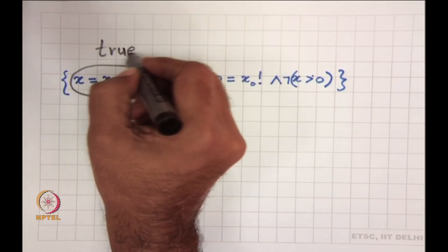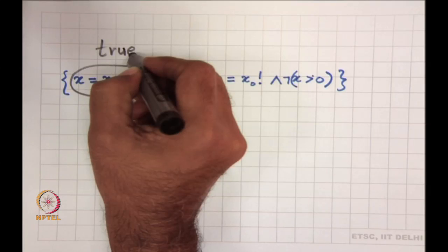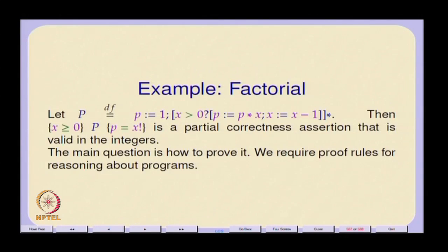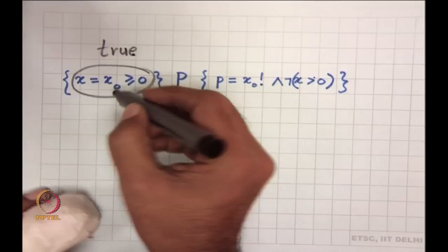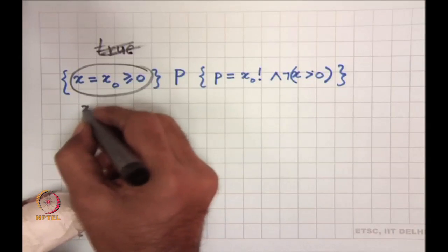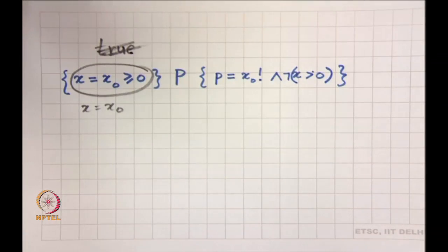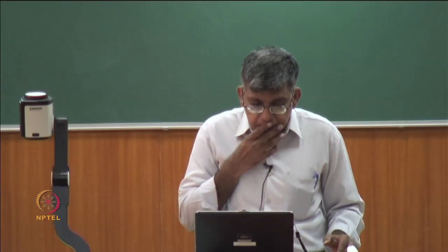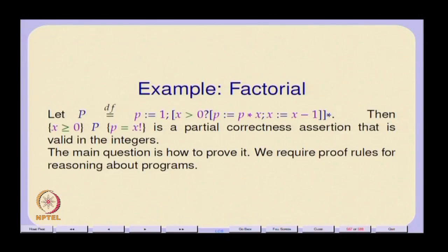true, what happens? Something x naught but not greater than 0. Oh, okay, yeah. We'll just change it to x equals x naught. But not necessarily greater than or equal to 0. Yeah. Then you get a partial correctness assertion. Okay, right. So, of course, the main question now is how to prove this.